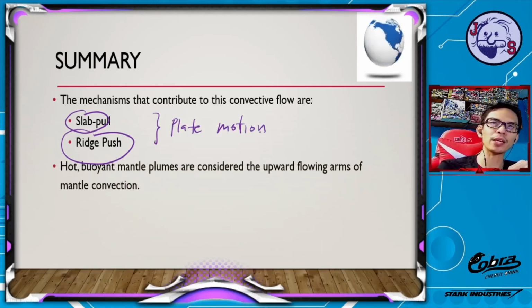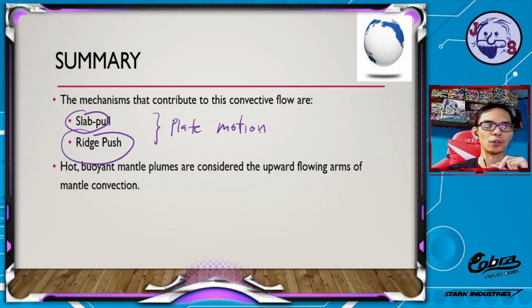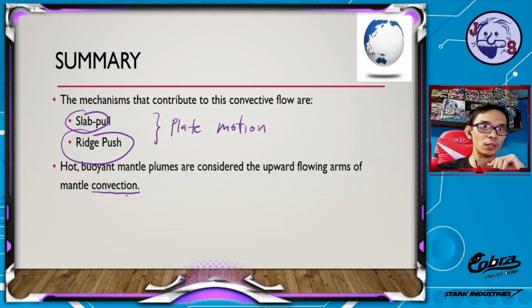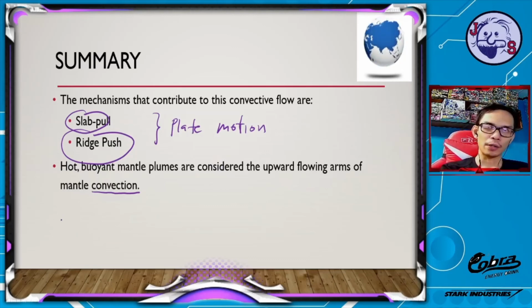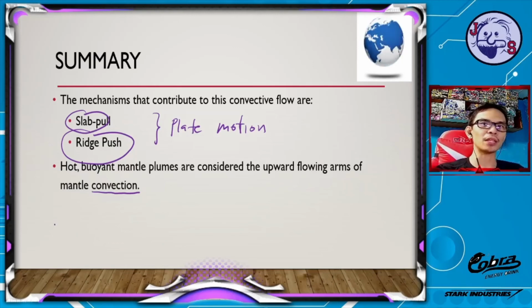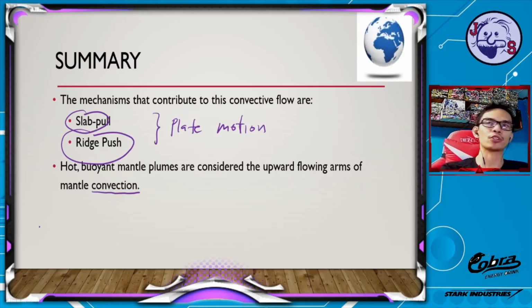The next one is that hot buoyant mantle plumes are considered the upward flowing arms of mantle convection. The key idea here is the mantle itself is doing the process of convection, and what is convection all about? That is heat transfer in liquids and gases. Convection depends on the density and the amount of heat present in a system. When the material is heated up it becomes less dense, and when the material cools down it becomes more dense and sinks again, then the process continues in a cyclic pattern. That's how the convection process works.